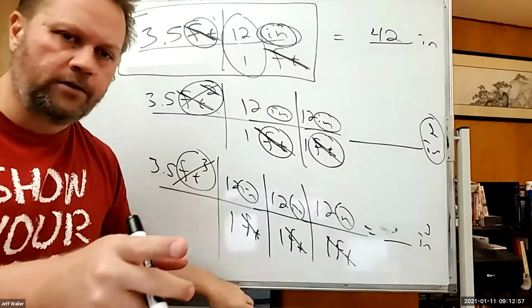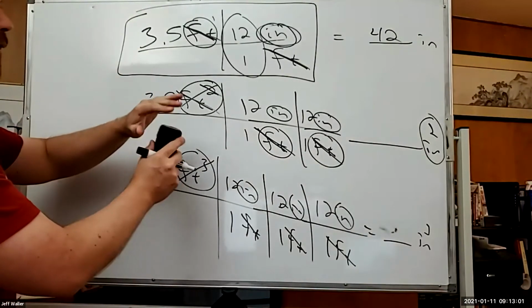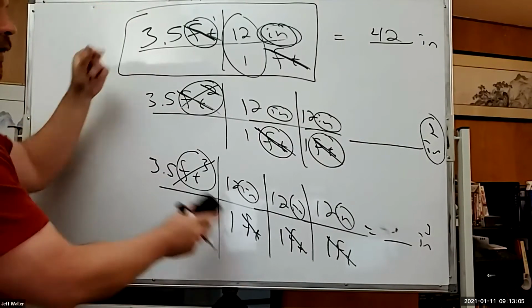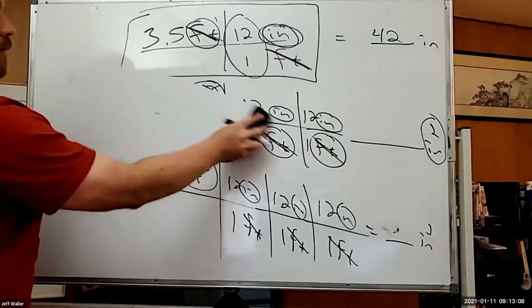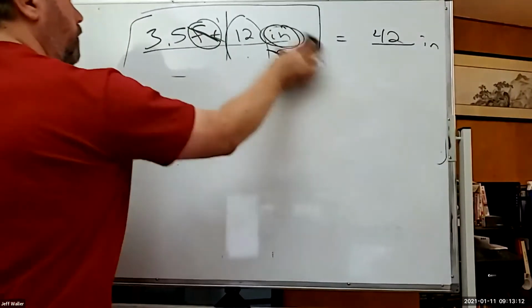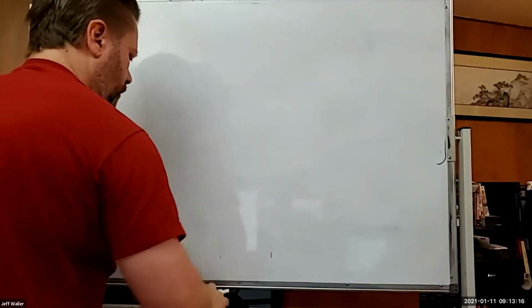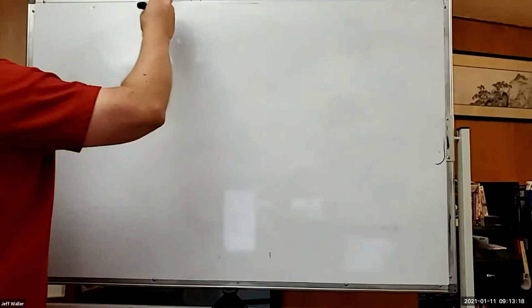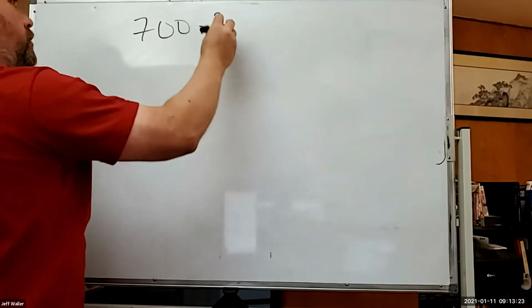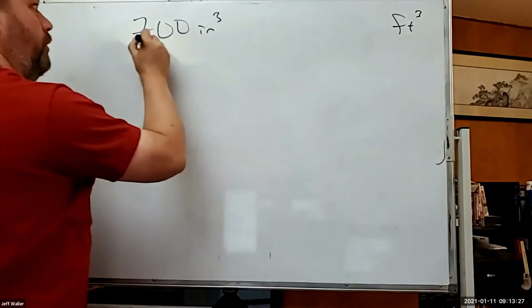All right, now coming back to the question, I can't remember who asked this, but I'm going to erase this. Any other questions about this? Okay. And now it's gone out of my head. Oh yeah, that's right. What if I wanted to convert 700 cubic inches to cubic feet? What would I have to do?